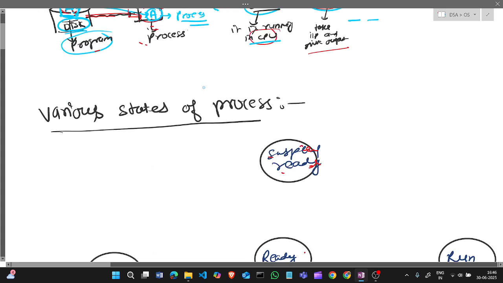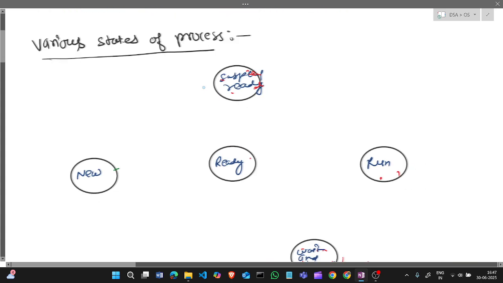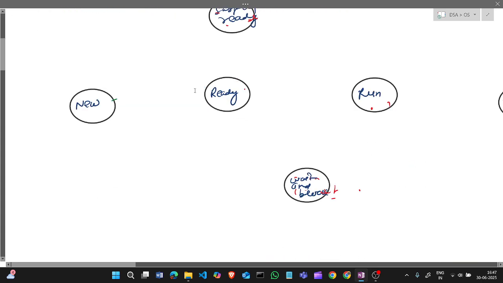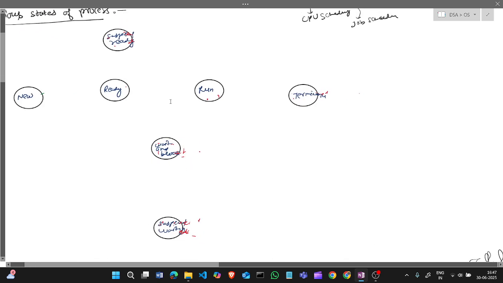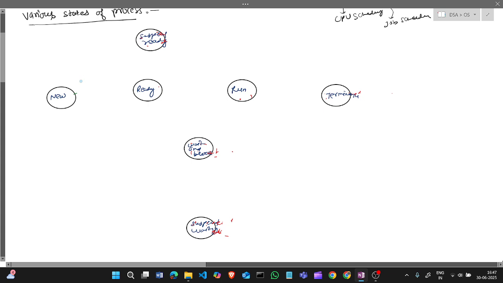So let's see what are the various states of a process. See this. The first state is the new state, then the ready state, run state, wait or block state, suspend wait or block state, suspend ready state, and termination state.